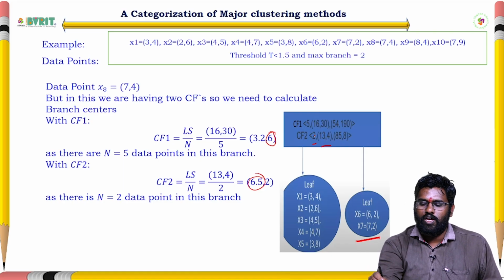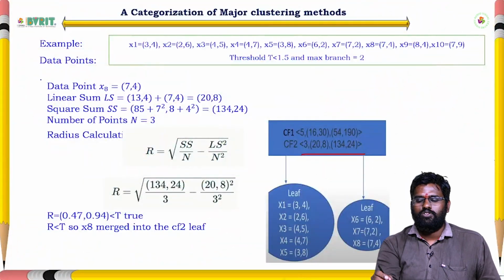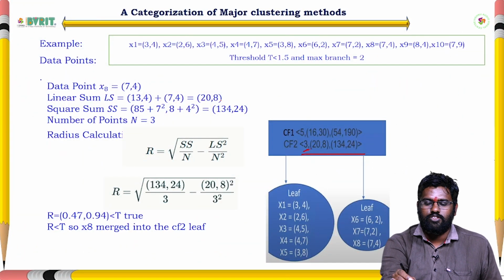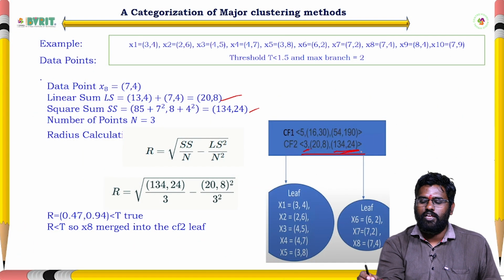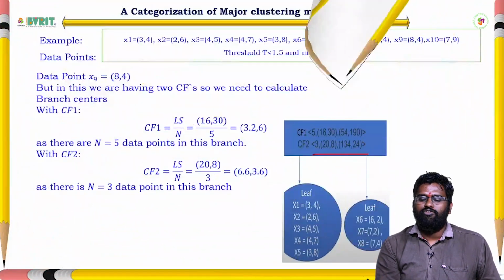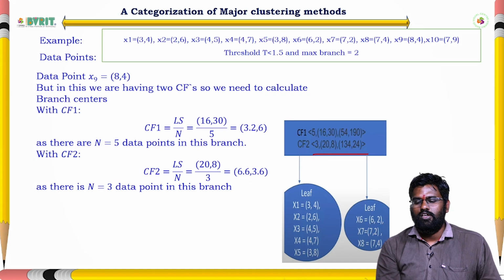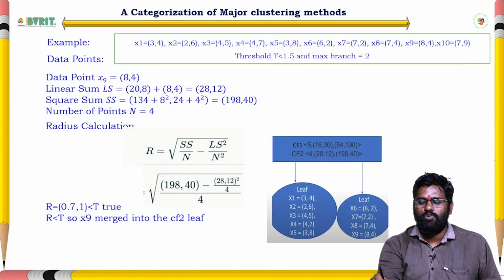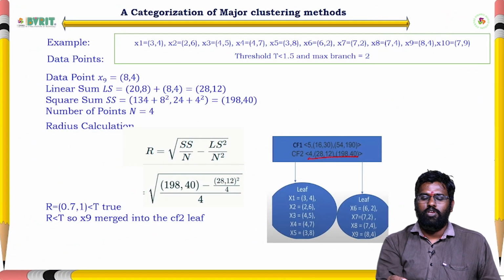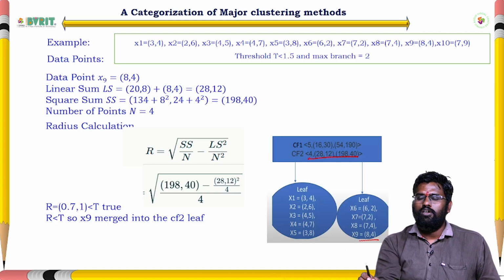So the CF2 value will be increased to 3 in the next condition, and the linear sum value is written here. Finally x8 will be included into this one. We calculate the same for x9. Those values are also near to these values, so we include this into the CF2 tree. That value will be increased in CF2 to 4. Similarly, with the same process, x9 is also moved into this one.